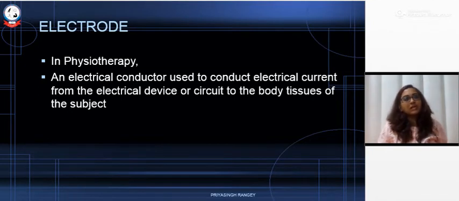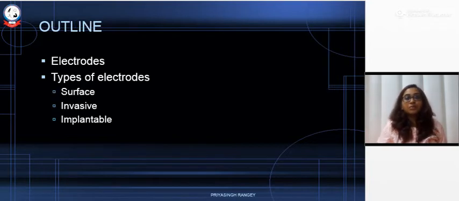When we talk about electrodes in physiotherapy, they are comprised of an electrical conductor that is used in order to conduct the electric current from the electrical device or the circuit to the body tissues of the subject. So in a way we say that an electrode is something that is going to conduct the electric current from whatever machine or apparatus you are using, be it TENS, be it IFT, be it an electrical stimulation device, to the body's tissue wherever you want to apply it.